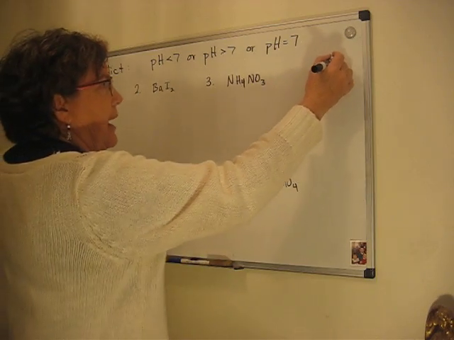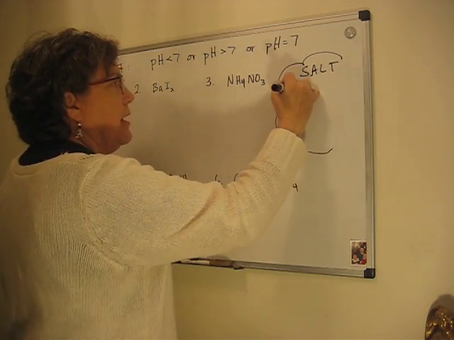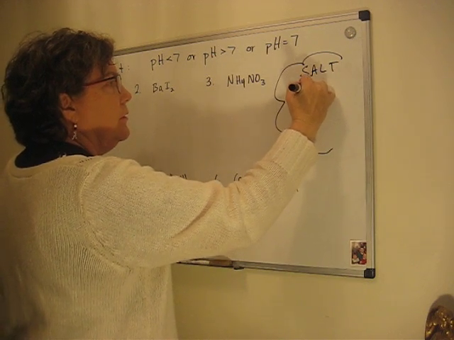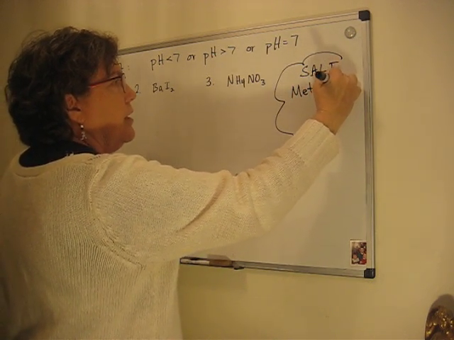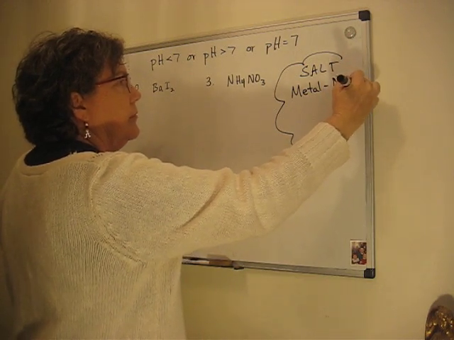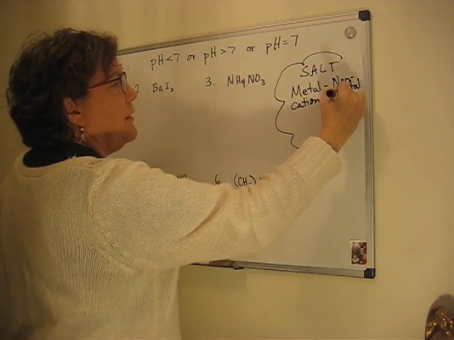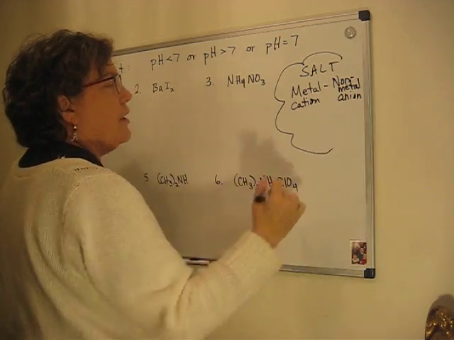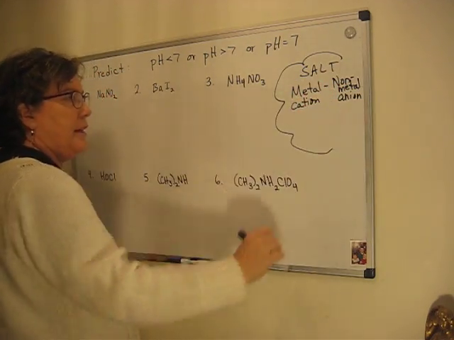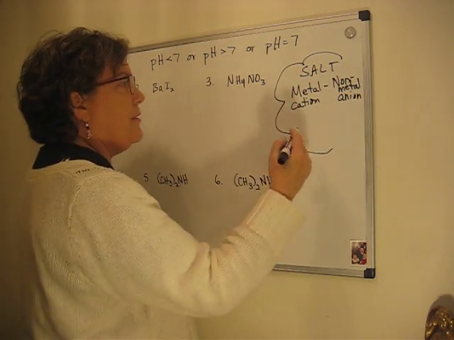So if you think back to how we define salts, it's made up of a metal and a non-metal. So this will be the cation, and this will be the anion. Now you can also form a salt with polyatomics, so you have to just recognize your polyatomics. That's why you need to memorize them.